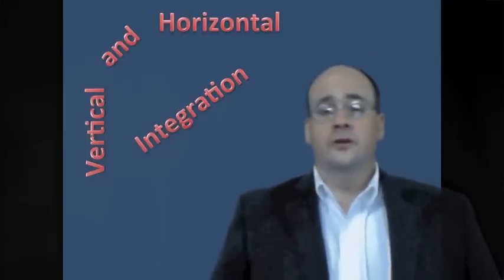Today's episode is about vertical and horizontal integration. Now, vertical and horizontal integration are business strategies that companies used during the industrial period following the Civil War to try to get a corner on a specific market. In other words, drive the competitors out so that they control the entire market share.